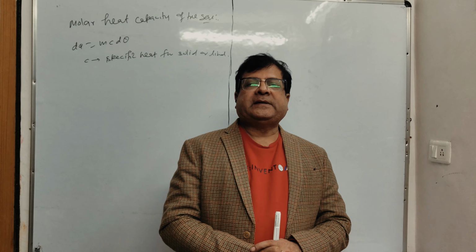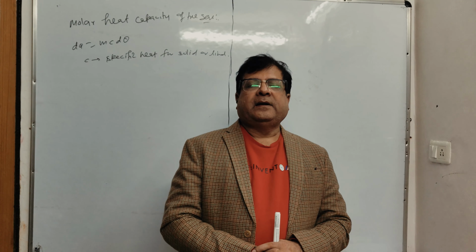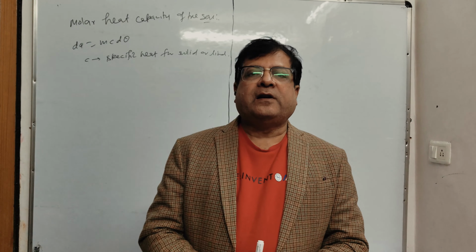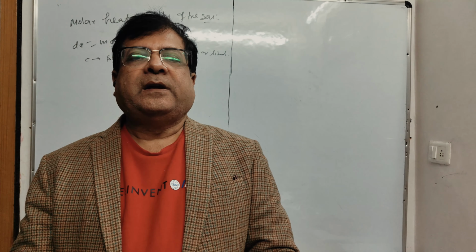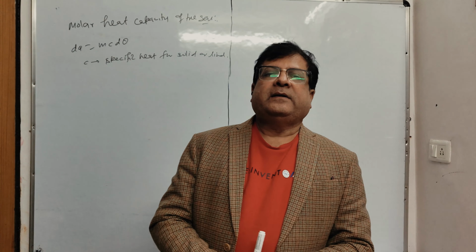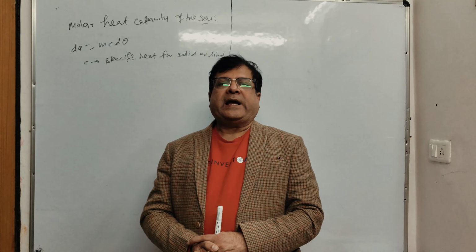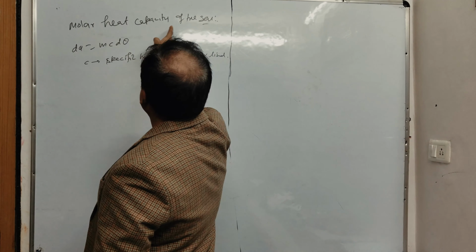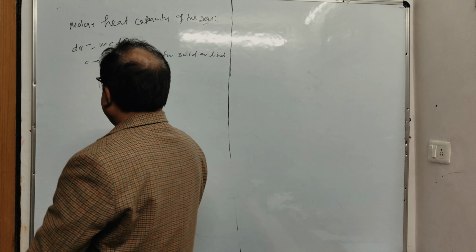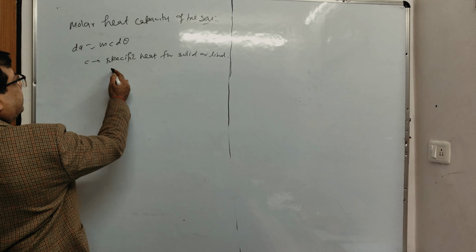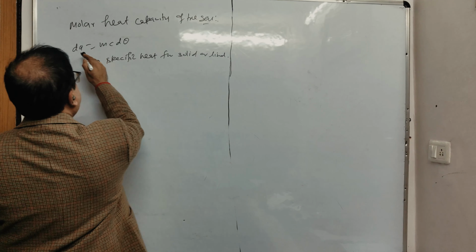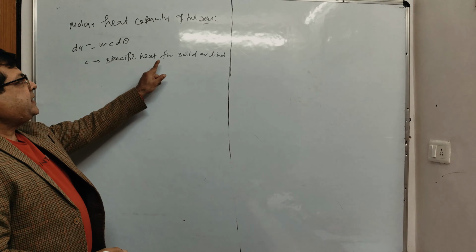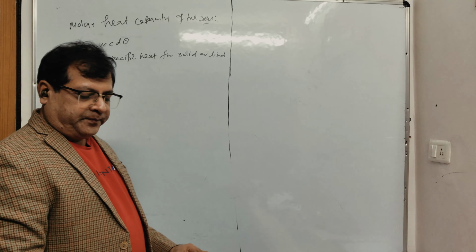Molar heat capacity of the gas. See, the same thing we are discussing for solid and liquid is known as specific heat. So for the molar heat capacity of the gas, or in the case of solid or liquid, we write dq is equal to mc d theta, where C is known as the specific heat for solid and liquid.